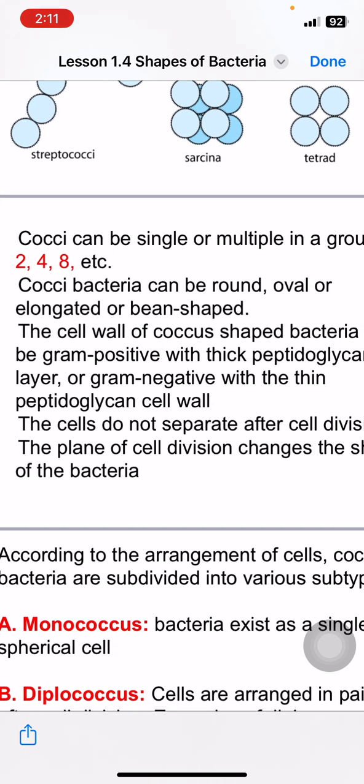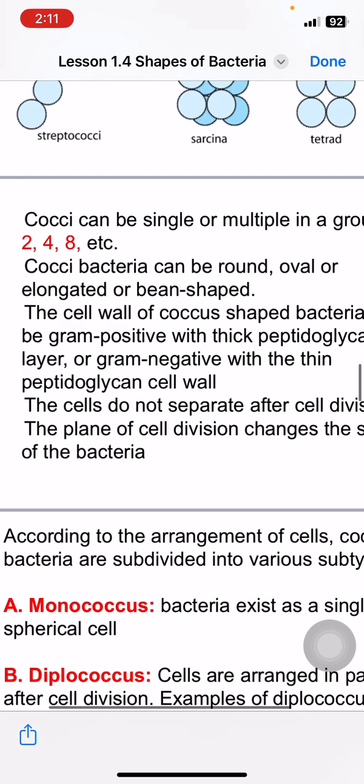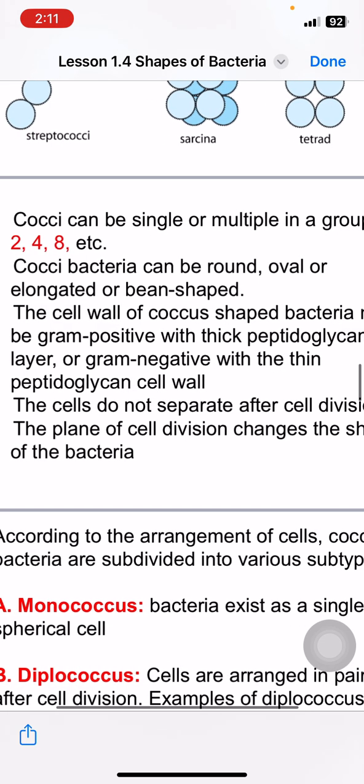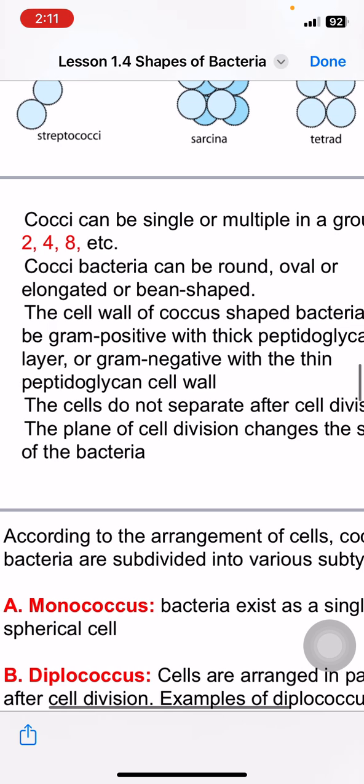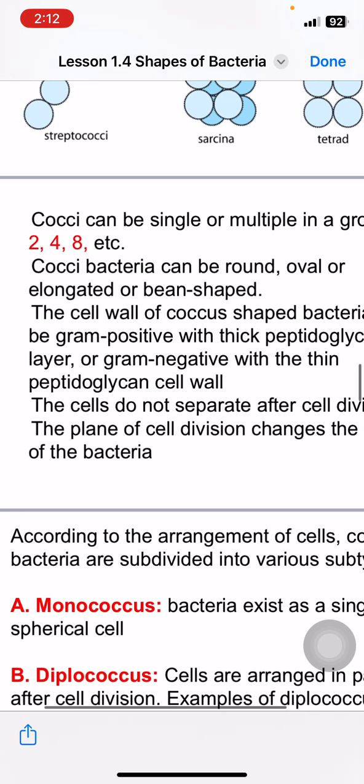So I want you to familiarize that one, because this particular process is the gram staining, right? We've already talked about it last topic. When we say gram staining, it is applicable to bacteria. So in cocci, or coccus, gram staining bacteria: gram positive with a thick peptidoglycan layer and gram negative with a thin peptidoglycan cell wall. So that is in the cocci.